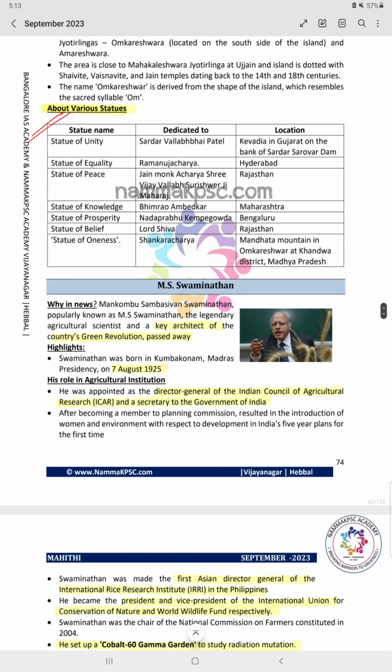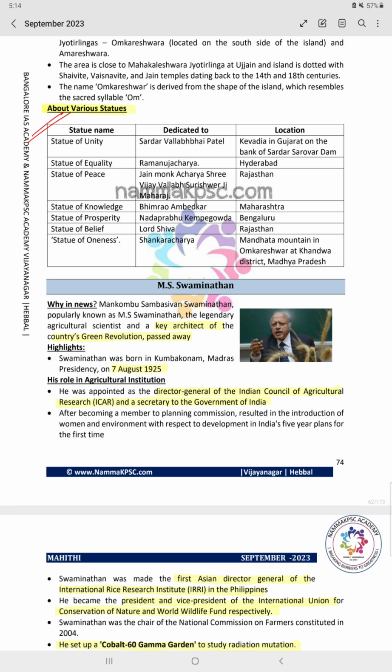Then we have various statues that were constructed in the last 2 to 3 years. They are also very important because they have some different names. For example, Statue of Unity. Statue of Unity, we all know, is dedicated to Sardar Vallabhbhai Patel, and it is in Kevadia, Gujarat, on the banks of the river, near the Sardar Sarovar Dam.